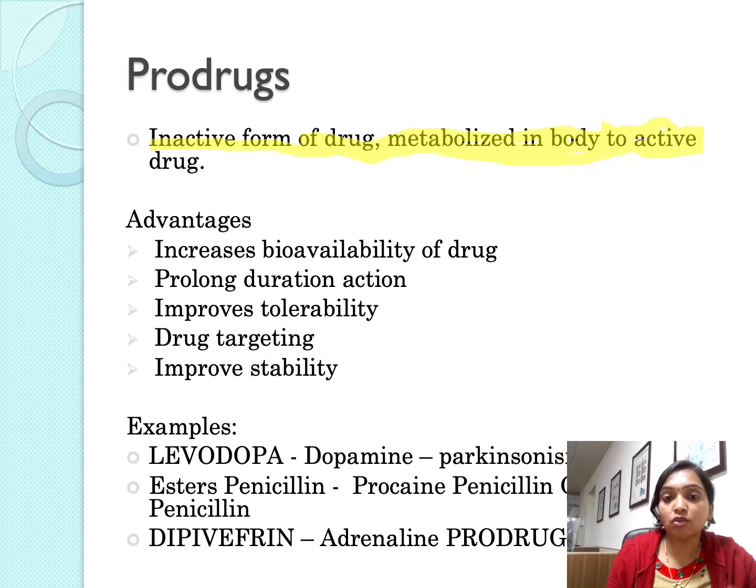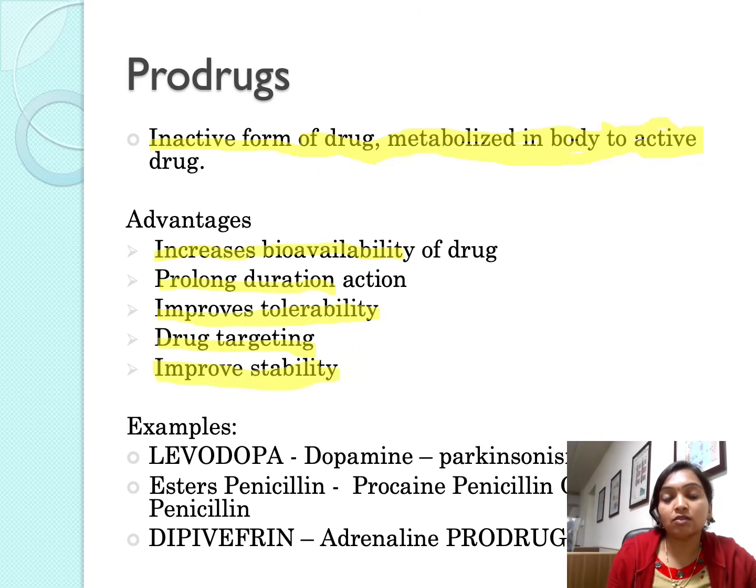Since it is an inactive form, its degradation is prevented until it is converted into an active form in the body. How? By preventing its degradation during the process of absorption. So they will increase the bioavailability, through which it will prolong the duration of action, and they will also improve the tolerability by decreasing the side effects, and they also improve drug targeting to the specific site, and they provide appropriate stability to the drug.